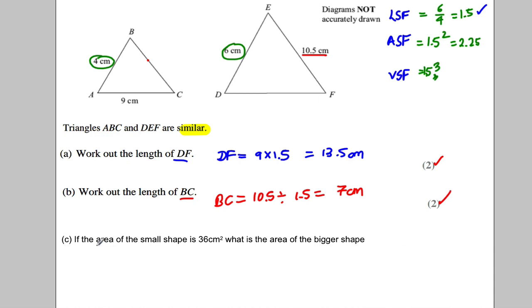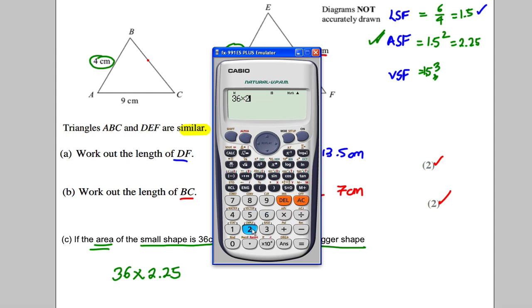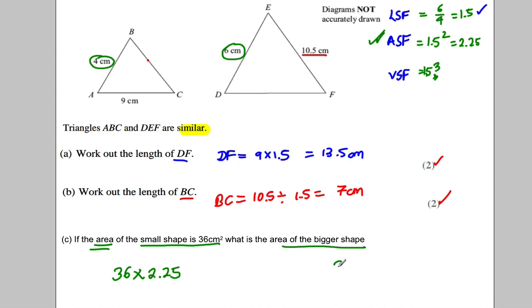Okay, the last one's asking us about area. We're obviously going to use the area scale factor. We're given the small, we're asked the big, so we're multiplying. So we do 36 multiplied by 2.25. So 36 multiplied by 2.25 is 81. Remember to get the units right, 81 centimetres squared. And we're done. Okay, next exam style question.